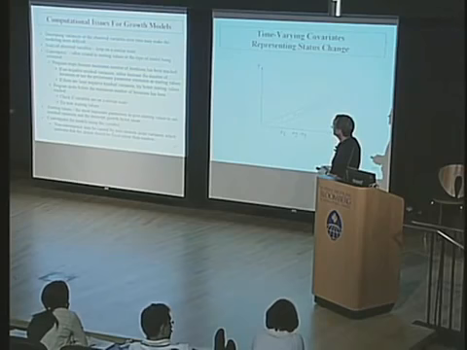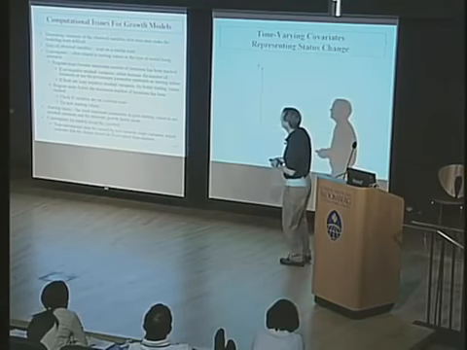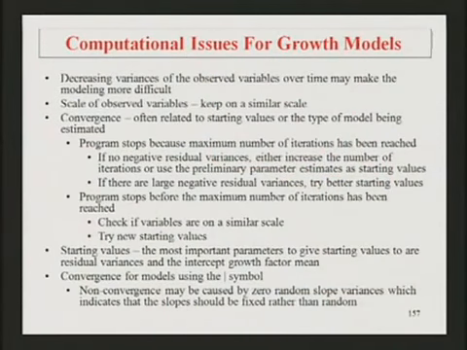Non-convergence often happens or can happen, particularly with random slopes. The program couldn't stop because the maximum number of iterations has been reached. If you have no negative residual variances, then you can increase the number of iterations. But there is a problem if you have large negative variances. It could be that you need better starting values, but more often nowadays, if you get large negative variance estimates, your model is most likely misspecified. So you want to modify it in various ways.